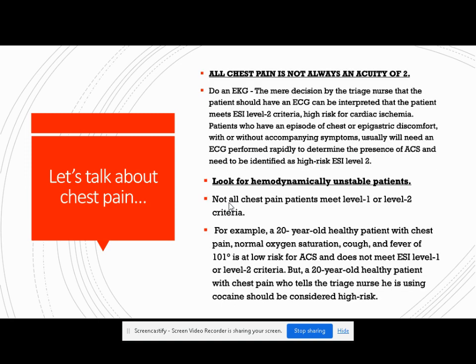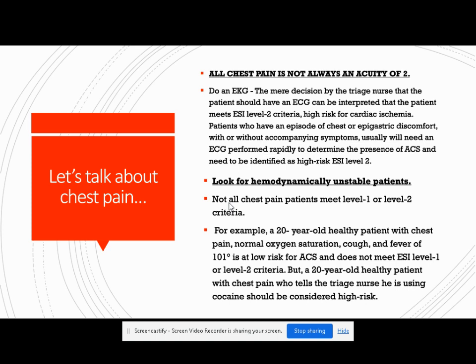So chest pain, all chest pain is not always an acuity 2. So we're going to do an EKG. That decision making from the triage nurse is going to determine some type of cardiac event, some ischemic event, high risk cardiac issue. Patients who have an episode of chest pain or epigastric discomfort without accompanying symptoms usually need an EKG pretty rapidly. That's why we do the EKG there. We do that quickly. We get them back to the room quickly. The pivot nurse is getting them back there.